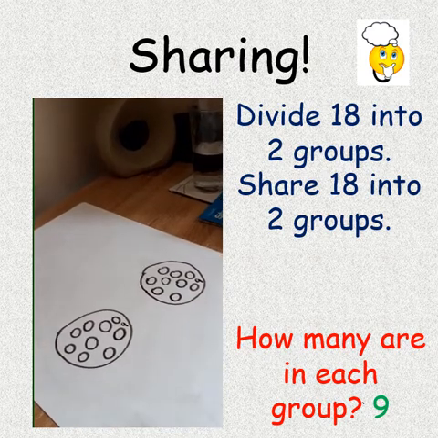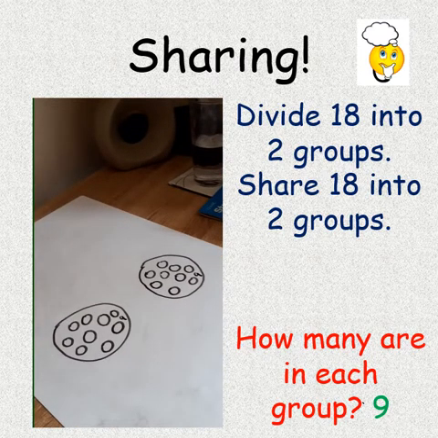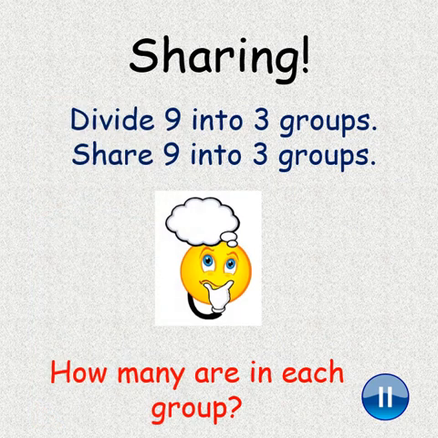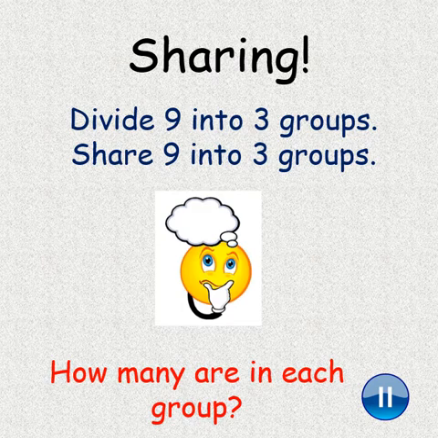Now it's going to be your turn. Okay, so I would like you to get a square piece or a plain piece of paper from your home learning pack and a pencil. I would like you to have a go at drawing the groups and the counters, okay? So you will need to share 9 into 3 groups, 3 equal groups. Okay, and work out how many are in each group.